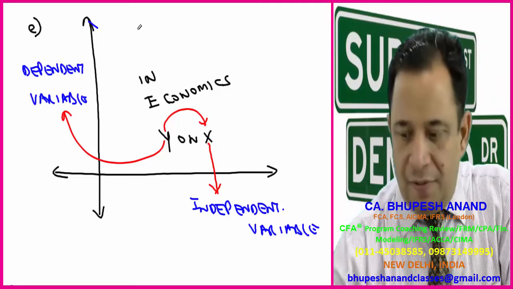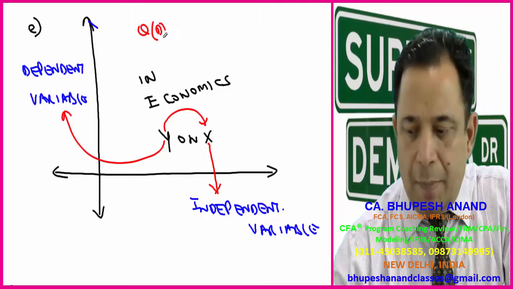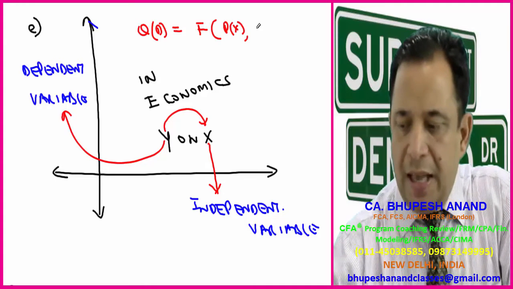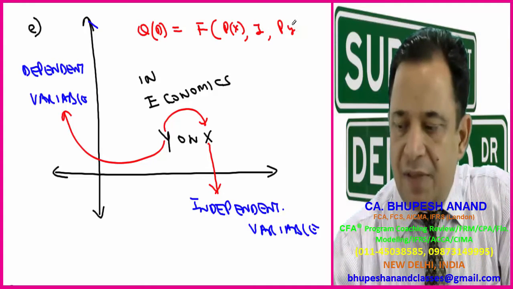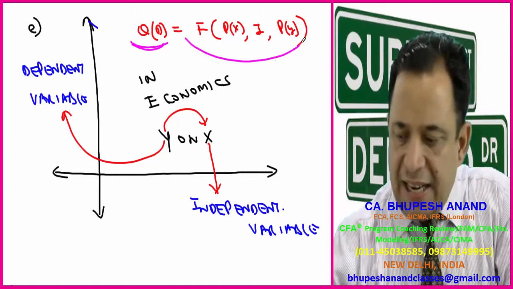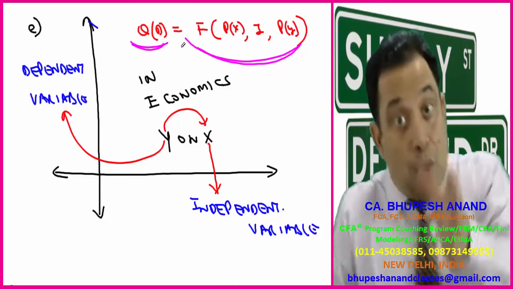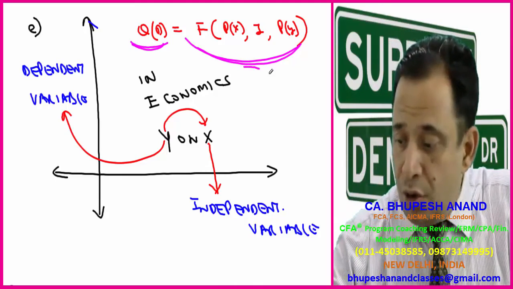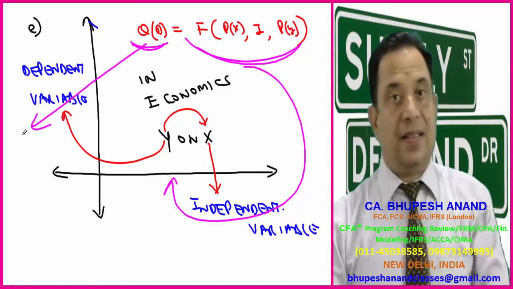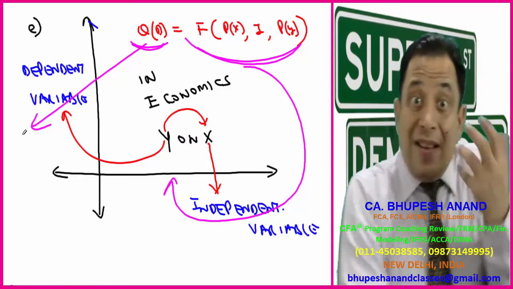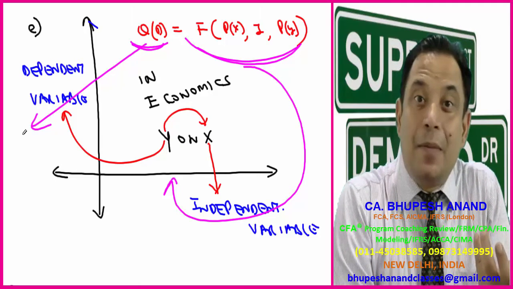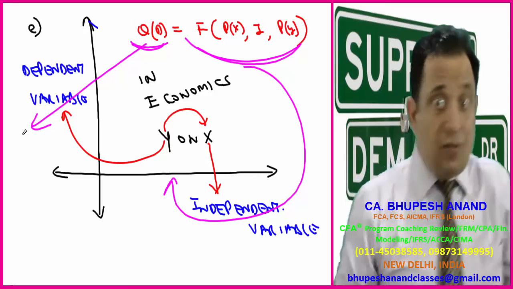For example, here, what we have just discussed, quantity demanded is a function of the price of a product, it is a function of income, and it is a function of the price of other products. Now, this is dependent and these are independent. So, logically speaking, I should relate price on the x-axis and quantity demanded on the y-axis, because we always relate the x-axis to the independent variable and the y-axis to the dependent variable. So it should be like this. Yes, it will be like this.